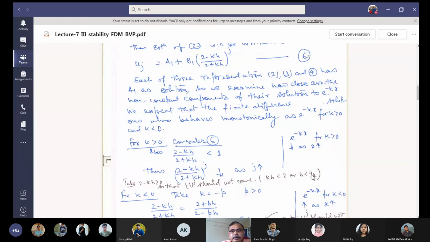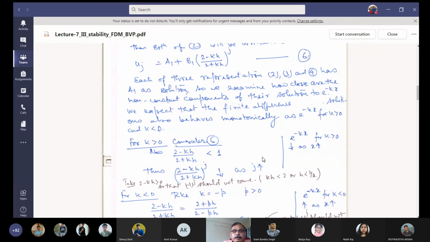K will be in the differential equation. H you are taking from your side. Is that right? Yes, sir. So this will be decided depending on the k given in the differential equation. Now 2 minus kh upon 2 plus kh will always be less than 1 for k greater than 0. Is that right? Yes, sir. Means what? Its power j will go to 0 as j approaches infinity.